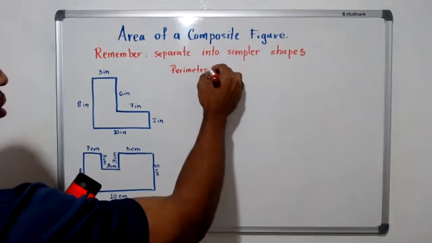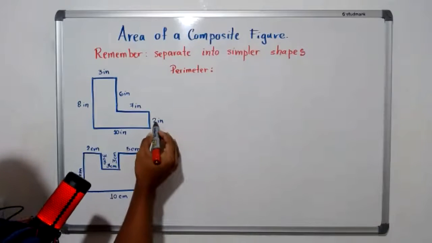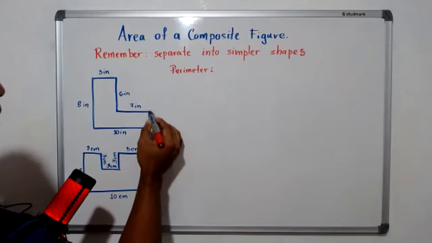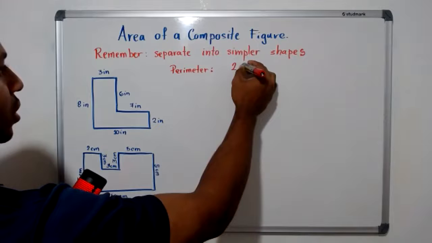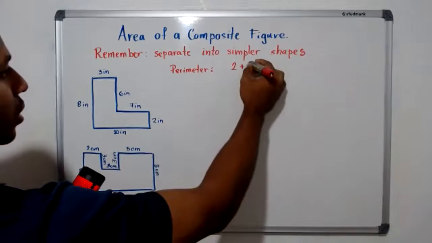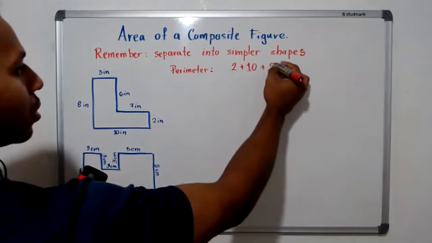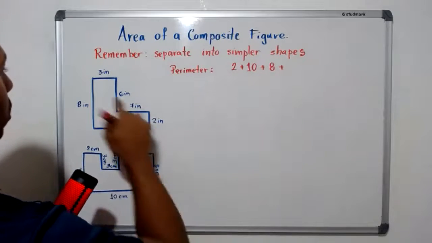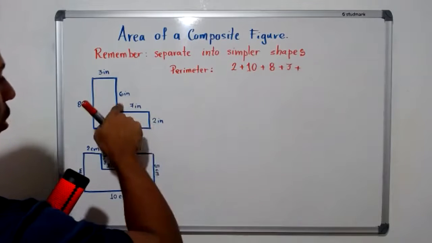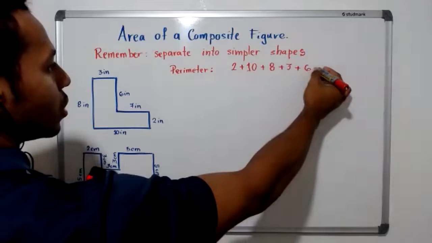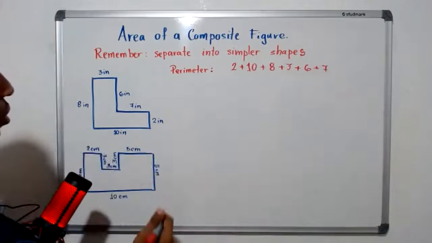This is an addition. Okay, so the perimeter for this figure is, we need to add, let's start with this length. 2 inches plus 10 inches plus what? Three plus 6 plus 7, and we finish. Okay.